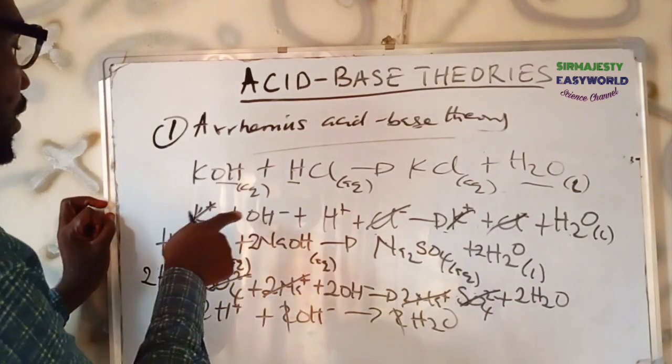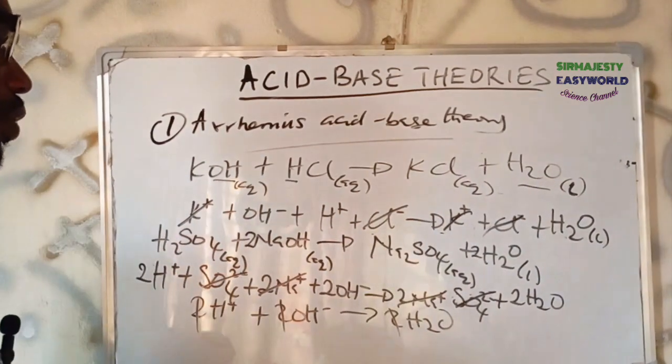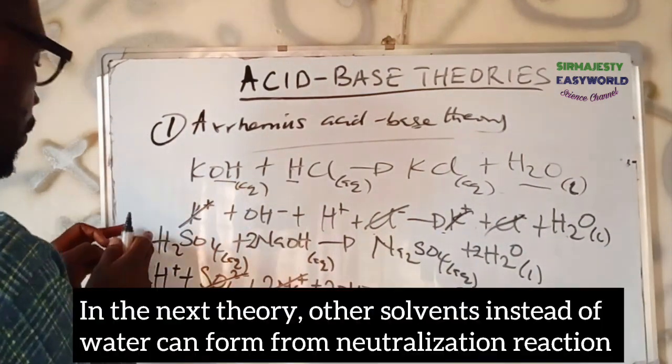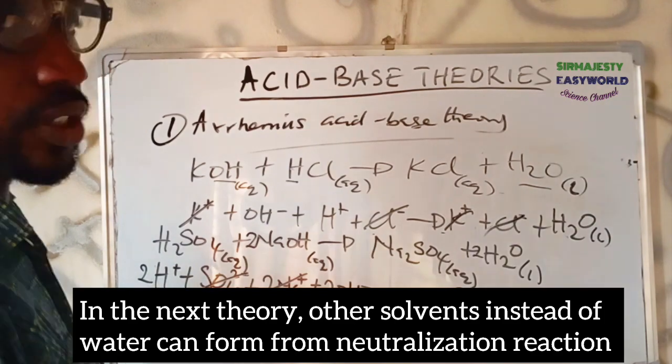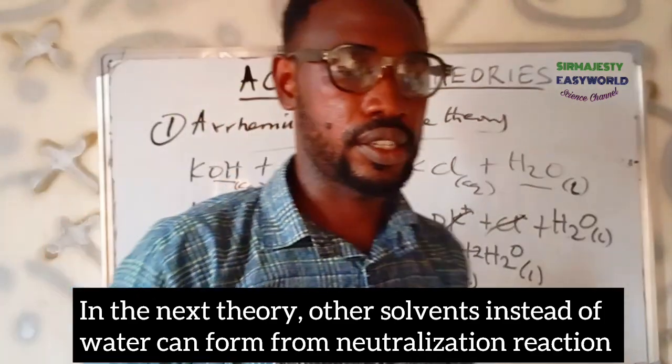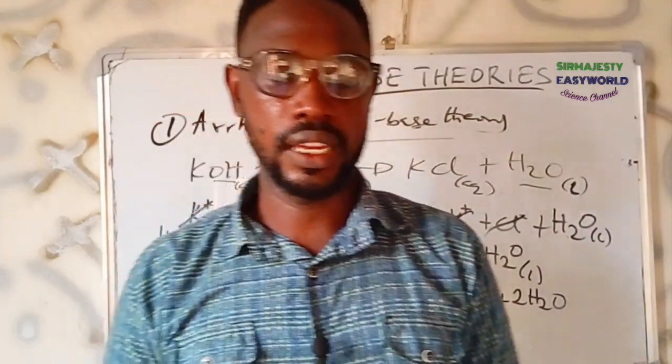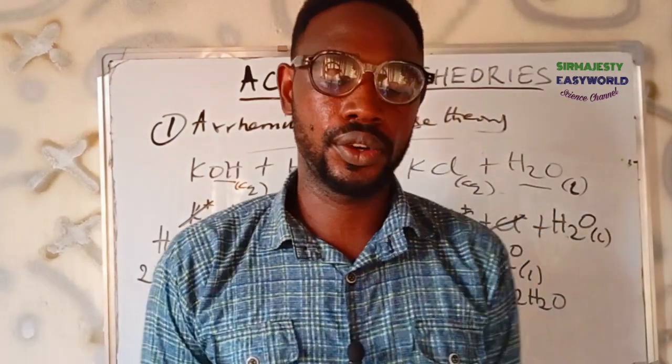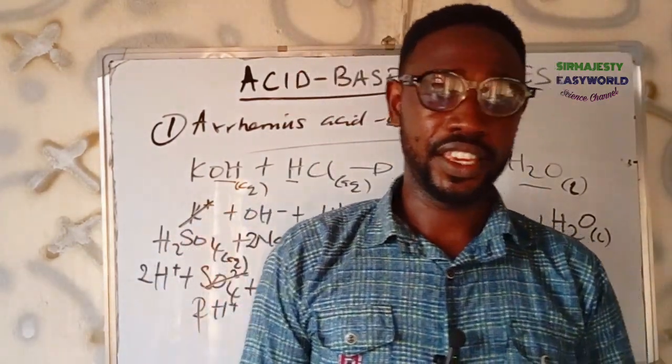We found out that it's the same ionic equation that we got here that we also got here. So Arrhenius is actually consistent in his definition of acid and base. Now, the next theory should be the Bronsted-Lowry acid-base theory.